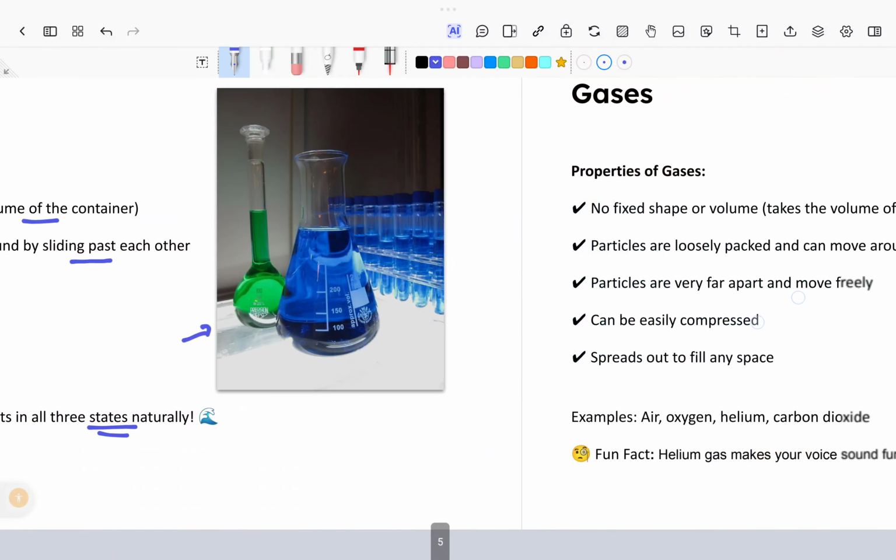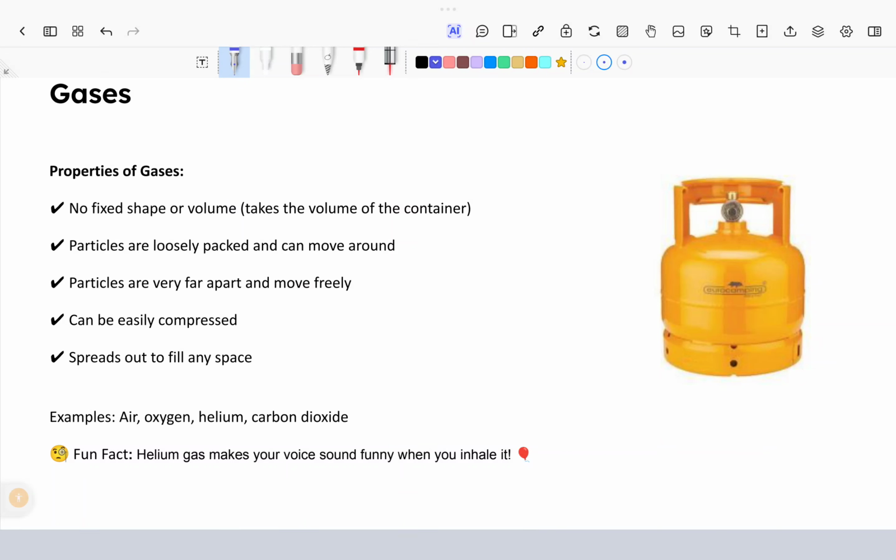Very important. Next, we'll be looking at gases. So the properties of gases are: gases have no fixed shape or volume, and they take the volume of the container. The particles are loosely packed and they can move around freely. The particles in a gas are very far apart. The gas can be very easily compressed to a high degree, and it spreads out to fill any space. Some examples of gases would be air, oxygen, helium, carbon dioxide, etc.